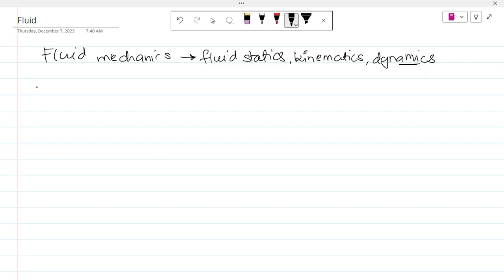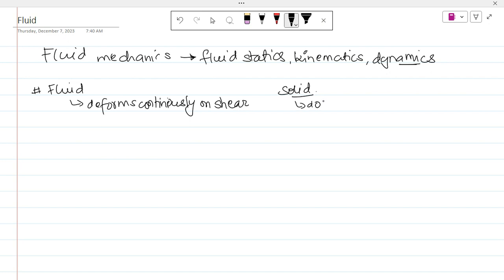Let's start from the very beginning. What is fluid and solid? So a fluid is a substance, a state of matter, where it deforms continuously on shear forces. But solid doesn't deform continuously. It deforms, but it doesn't deform continuously.